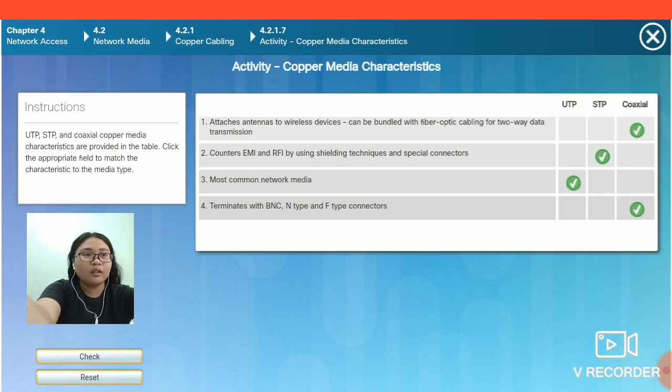Coaxial cable, or coax for short, gets its name from the fact that there are two conductors that share the same axis. A copper conductor is used to transmit the electronic signal. The copper conductor is surrounded by a layer of flexible plastic insulation. Coaxial cable was traditionally used in cable television, capable of transmitting in one direction. It was also used extensively in early Ethernet installations.